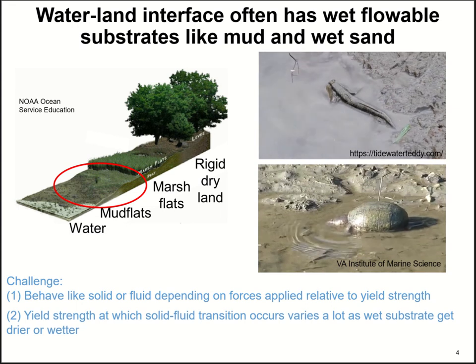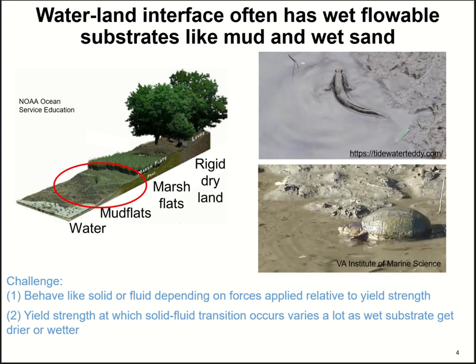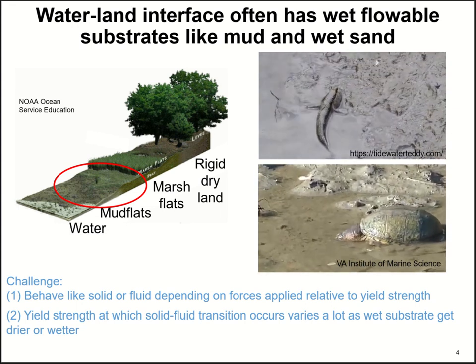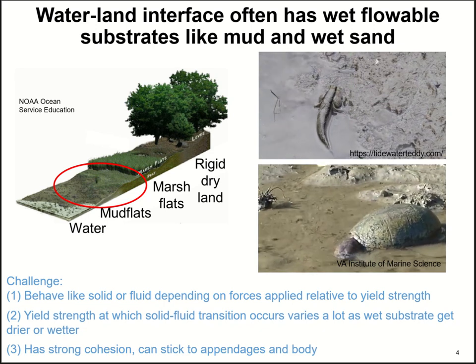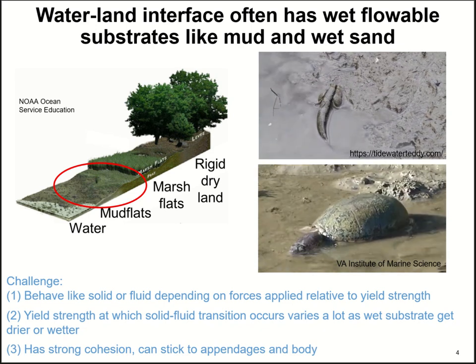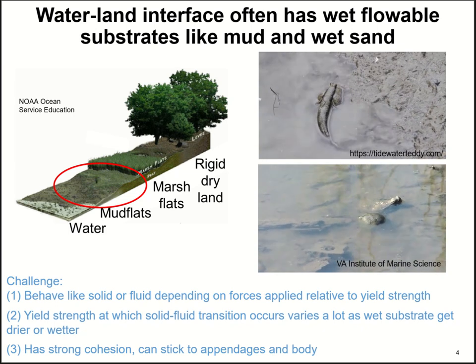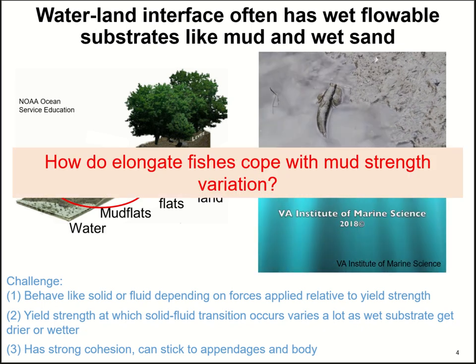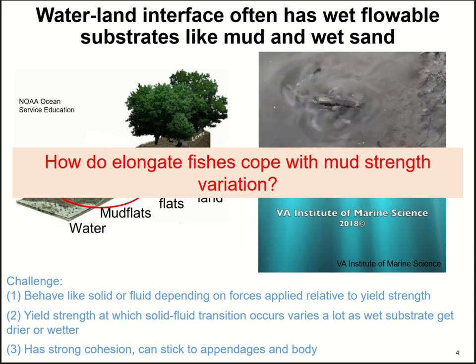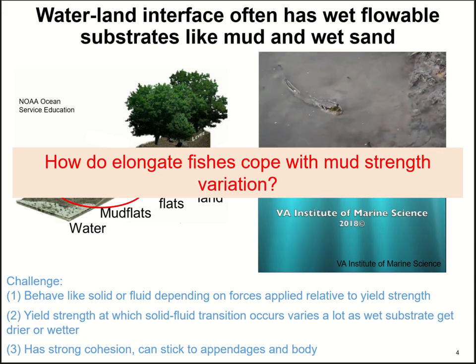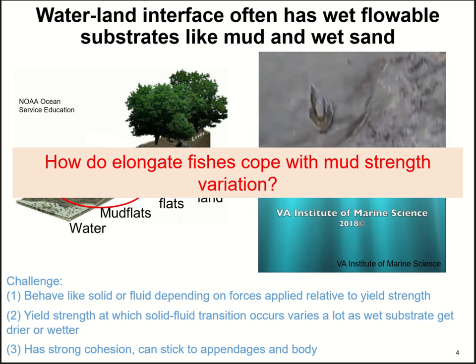The yield strength at which the solid to fluid transition occurs also varies a lot depending on the substrate getting wetter or drier. And substrates such as mud can also have a strong cohesion, which causes it to stick to the animal's body and appendages. In order for us to understand how the elongate fishes cope with mud strength variation in the natural environment, we need to systematically vary the mud strength.